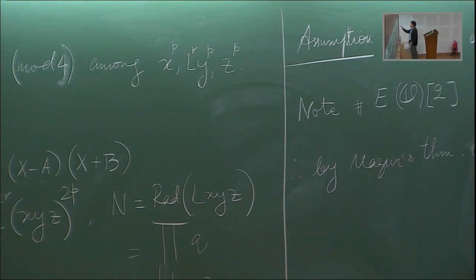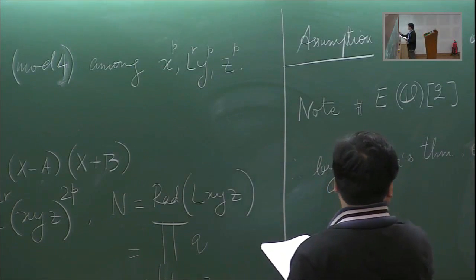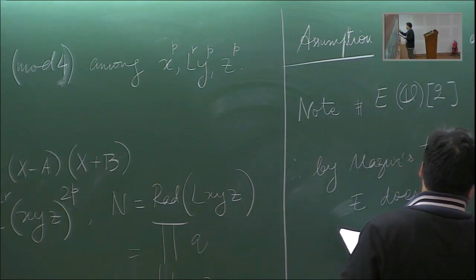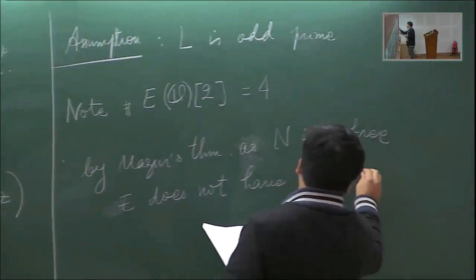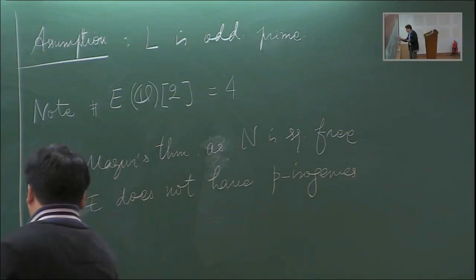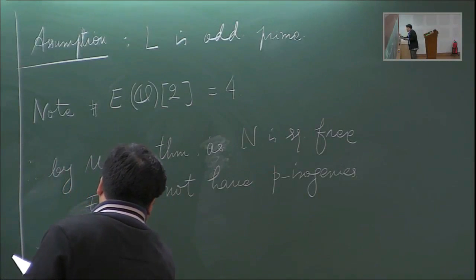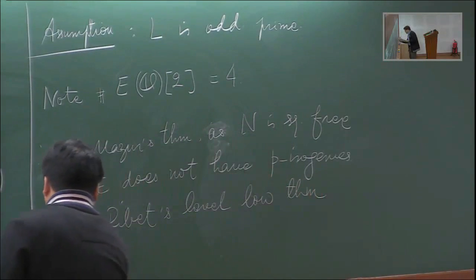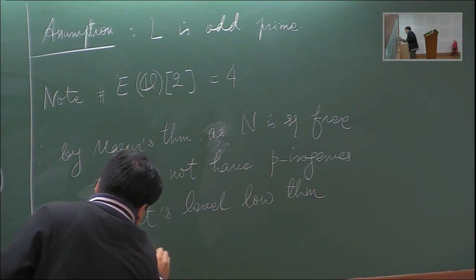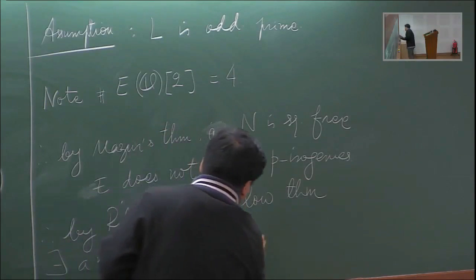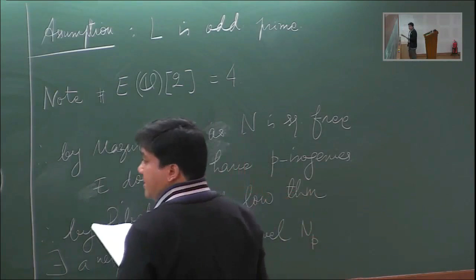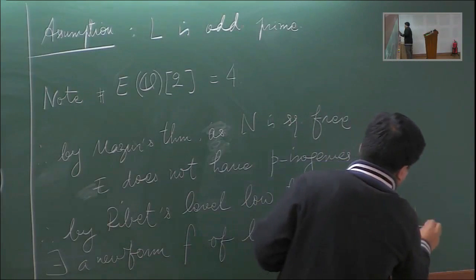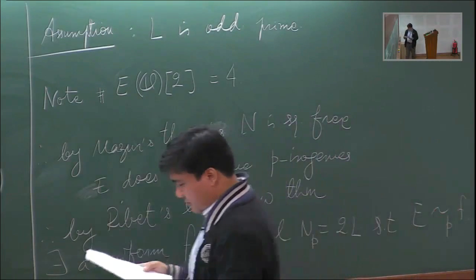So, as n is square free, this guarantees that E does not have P-isogenous. Therefore, by Ribet's level lowering theorem, there exists a new form f of level np, and np as we computed is 2L, such that E is congruent to f mod P, like this.